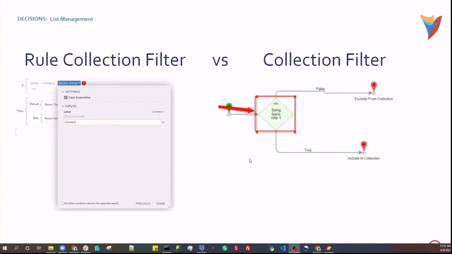Then last but not least, we have our rule collection filter and collection filter steps. Of course, these are two different steps, but I want to combine them and talk about them at the same time because they're very similar, with one key difference, I would say, which is that with the rule collection filter, you're going to have the option to set a statement rule. As you see here, you can declare where that information is coming from.